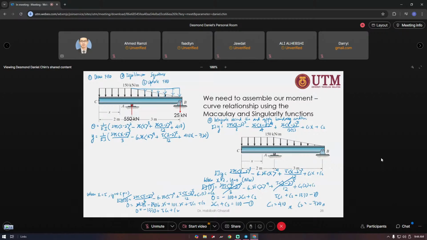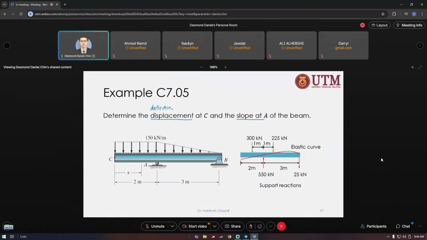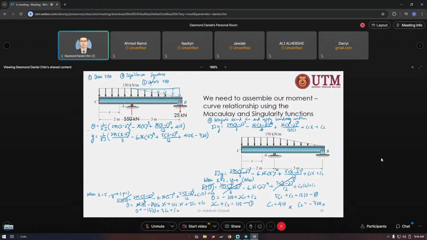Okay, good. So what was the question again? The question asks us to find the displacement at C. So at C, where is C? Okay, C is here, right? So which equation do you have to use? Theta or y? Y. Okay, so displacement at C.